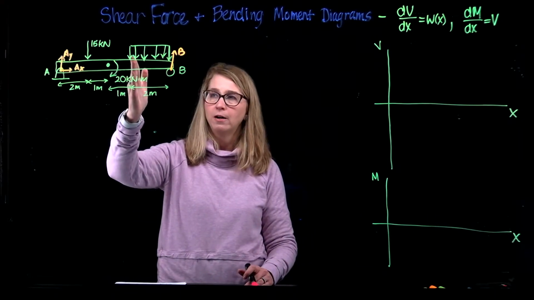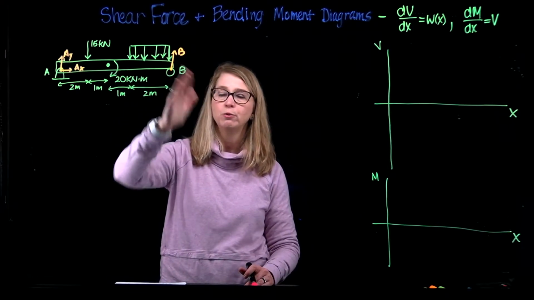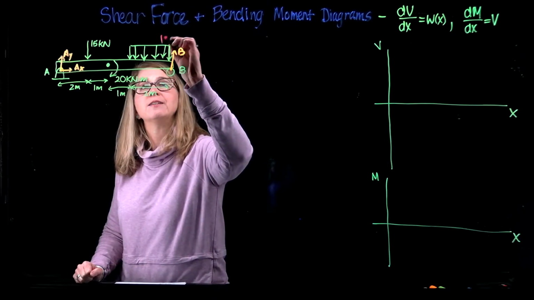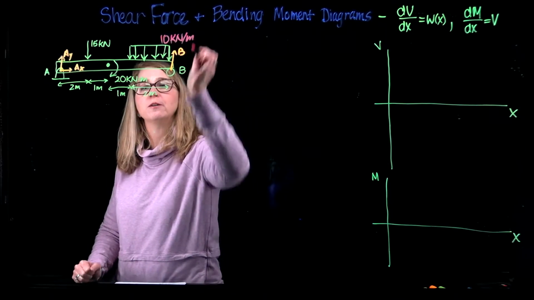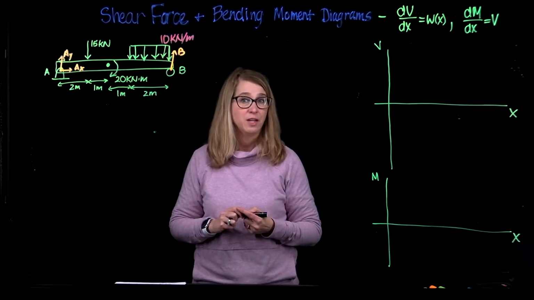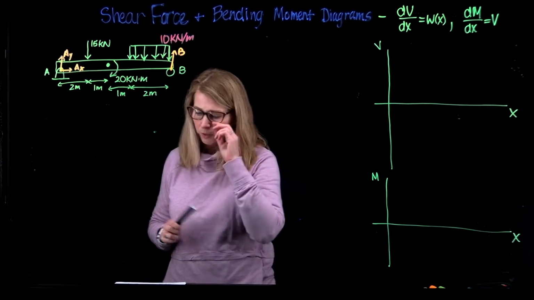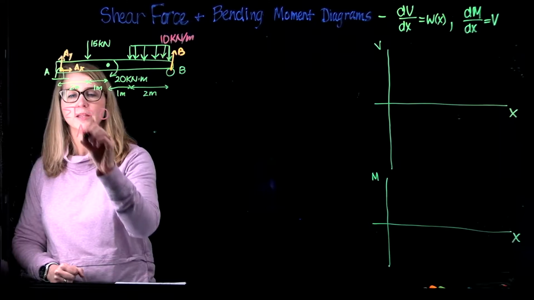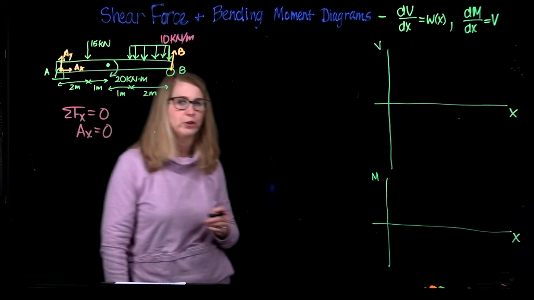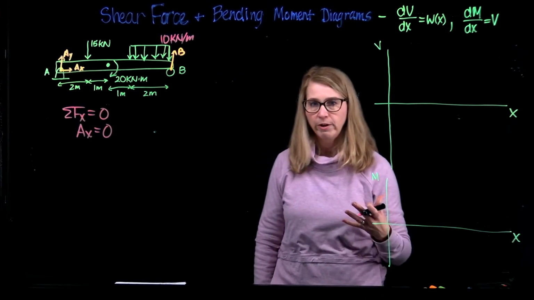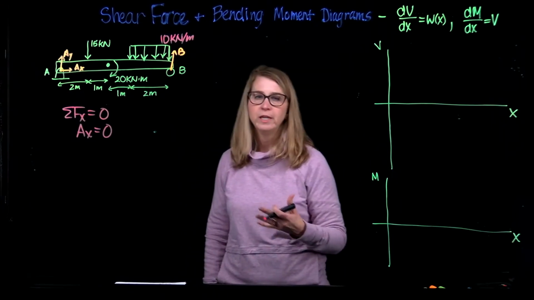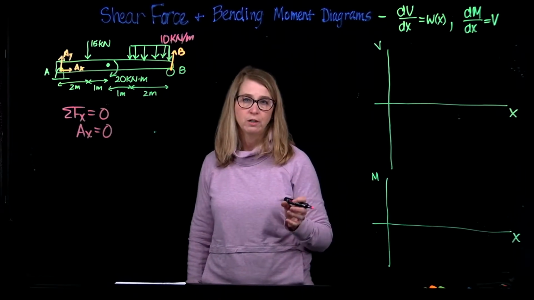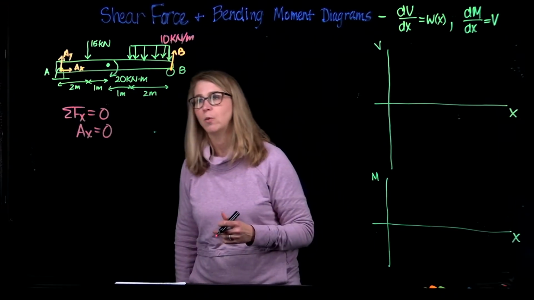Then 1 meter offset from where that couple is, there's a 2 meter stretch where we have a distributed load, and I forgot to mention that that has a height of 10 kilonewtons per meter. And so that's the w. All right, so if I'm going to try to draw these, the first thing that I need to do is determine the forces of the support reactions. So point A was a pin, so it had a possibility of having an AY and an AX. Point B was just a roller, so there's only a B in the Y direction.